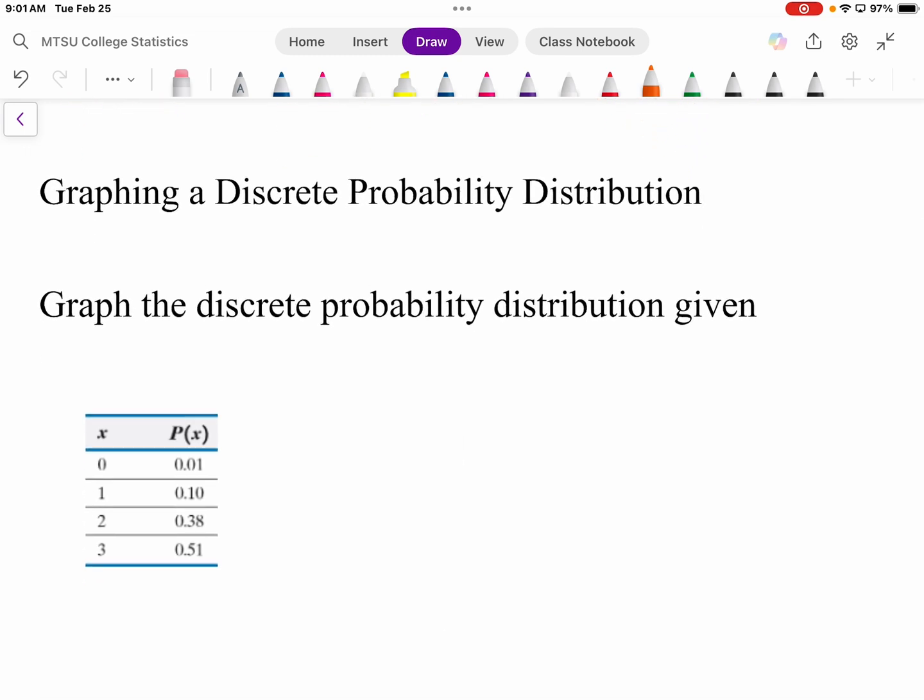All right, graphing a discrete probability distribution. We're going to graph the discrete probability distribution as given, and then we're going to describe it. Okay, so with this in mind, we have to remember that these are percentages, this column right here. These are percents, or we can call them proportions. So that would mean a histogram would be the best way to illustrate this.